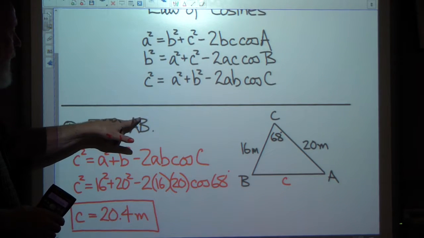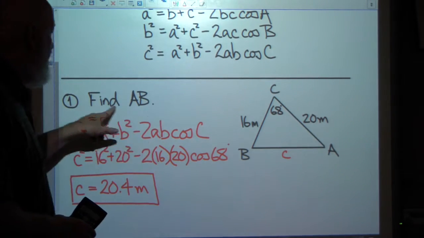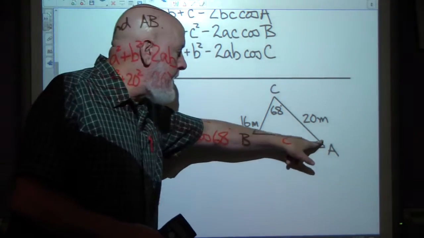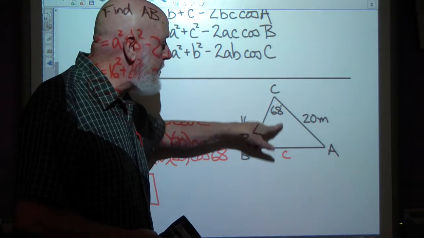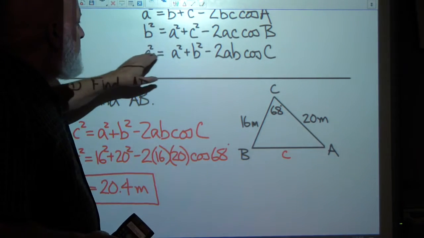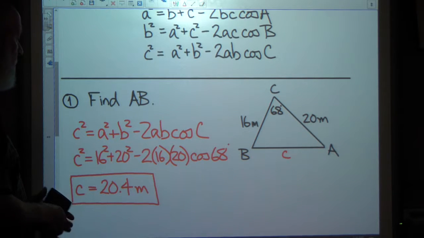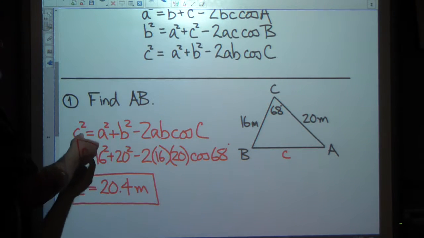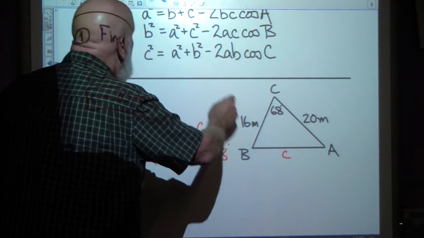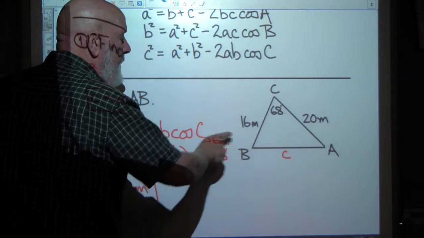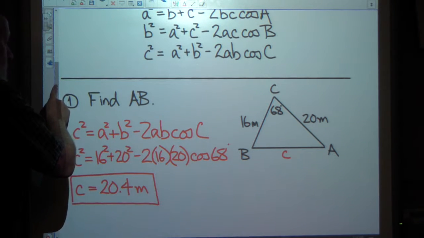I was asked to find AB, and I appealed to these three. The reason I chose this one is because it said find the length of AB. I analyzed this briefly and said, well, that side AB is opposite angle C, so I'm going to call it C, and use this one. So there we go. That's for finding a side. If I'd been asked to find a different side, for instance, if I was looking for this side, I would have chosen this one. I'd be looking for side A. So that's how it works when we're looking for a side.